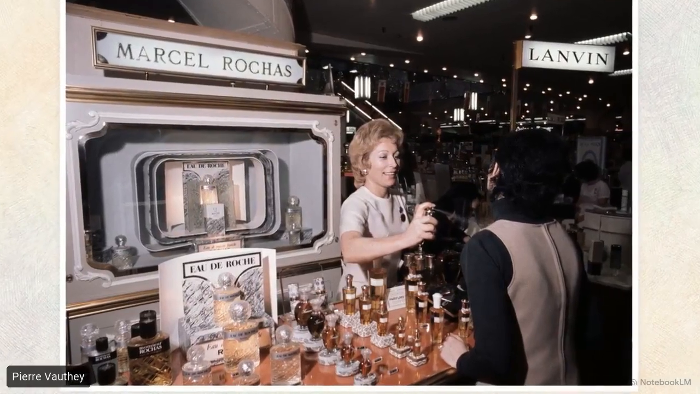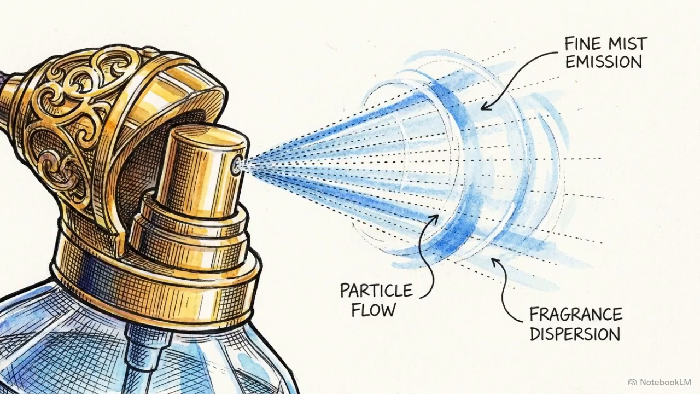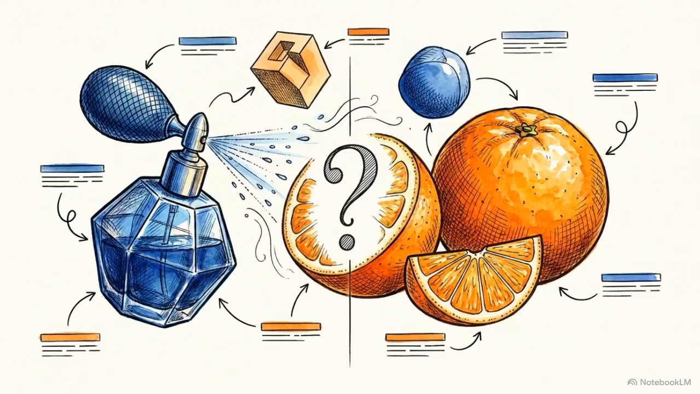Think about the last time you walked through the bright aisles of a high-end department store. Someone sprays a glass bottle and the air fills with a heavy, complex perfume. Now compare that to the produce section of a grocery store, picking up a fresh orange. Your nose might say those two experiences are completely different, but they share a surprising secret.